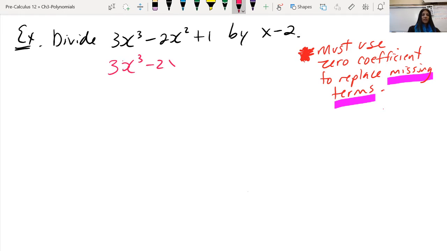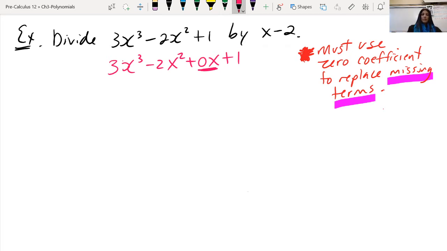3x cubed minus 2x squared, and notice that it just jumps to 1. So I'd put a plus 0x plus 1. So this is basically like, that's nothing, but you would have it there as a placeholder, because in your solution, in your quotient, you will likely have an x term. So this will allow you to keep track of things.